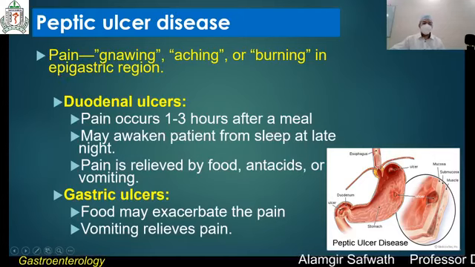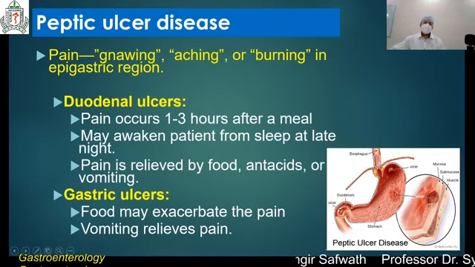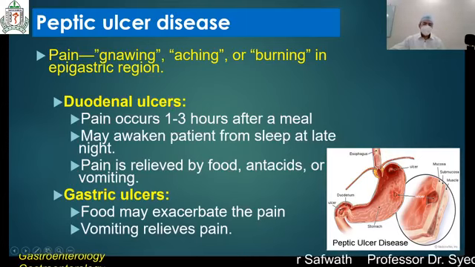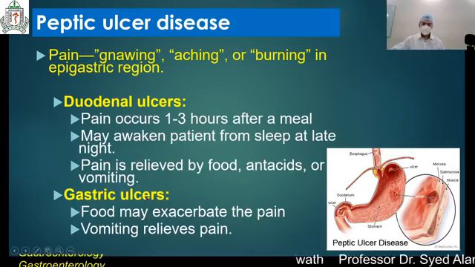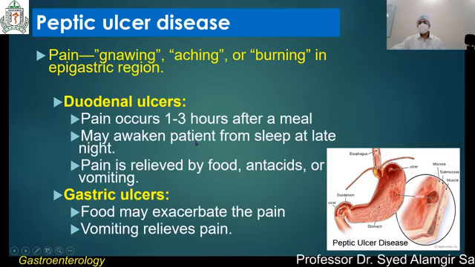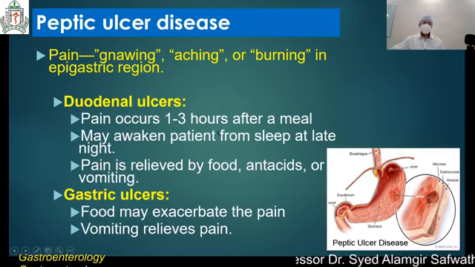And the pain is located in the epigastric region. Duodenal pain is subsided by taking food. Gastric ulcer pain is increased by taking food. Duodenal pain usually occurs 1 to 3 hours after taking a meal. And sometimes the patient used to wake up in the late night from sleep due to pain. These are the history you normally get from a duodenal pain patient.